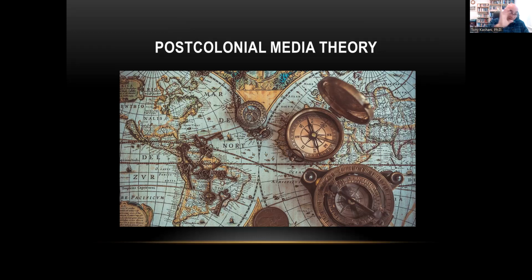Then, within the post-colonial media theory, there is the approach to counter-narratives. Scholars within post-colonial media theory emphasize the importance of counter-narratives that challenge dominant colonial narratives. These narratives can be produced by marginalized groups and aim to subvert colonial representations.